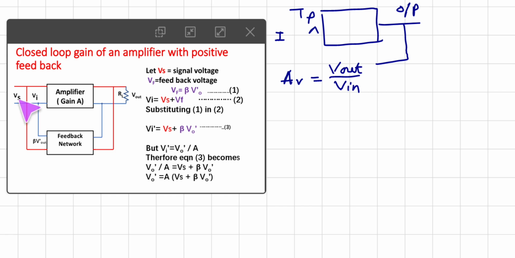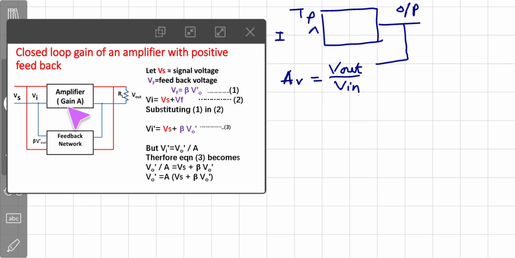Okay, so here Vs is an input signal voltage. Remember that if the feedback network is absent, then the input voltage, which is the signal voltage, is Vs and the output is Vout. So the gain will be Vout upon Vs. But now we are using a feedback network.